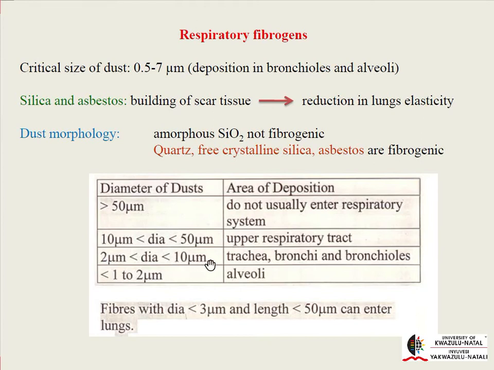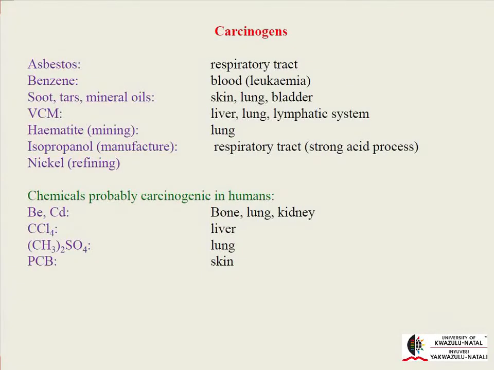Between 2 and 10 microns, it can get into your lungs and it can get into your trachea, your bronchi, and bronchioles. However, anything smaller than that, and it's going to get right into your alveoli. And at this point, it's not going to come out. Once it gets in, it gets stuck in your lungs for life, and you have deteriorating breathing problems.